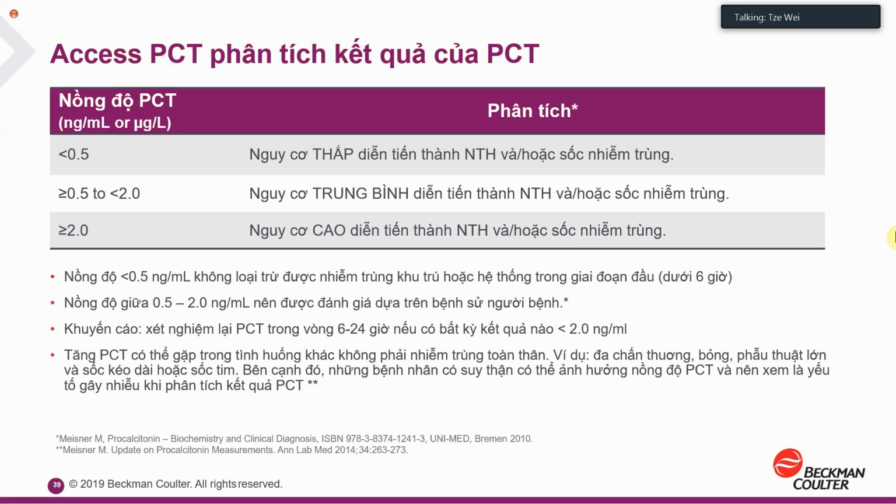Just because the concentrations are low and there is a low risk, concentrations of less than 0.5 nanograms per mL do not exclude local or systemic infections in their initial stages. If it's between 0.5 and 2, it should be interpreted with the patient's overall clinical signs, symptoms, and medical history. For any concentrations less than 2 nanograms per mL, we do recommend retesting PCT within 6 to 24 hours.